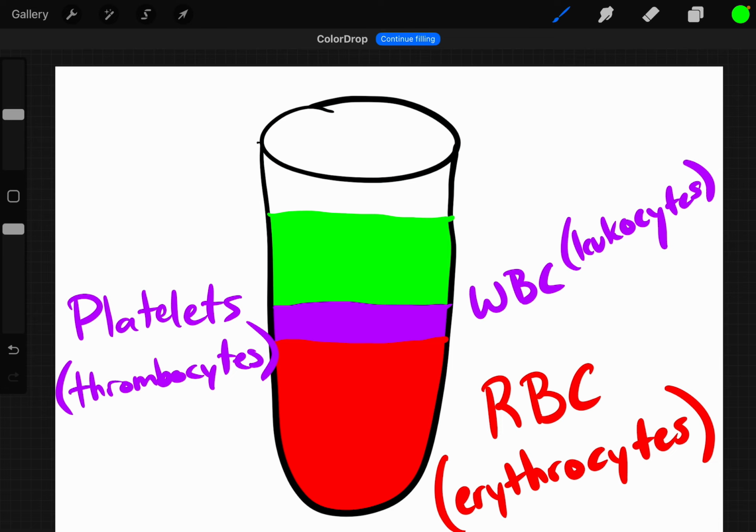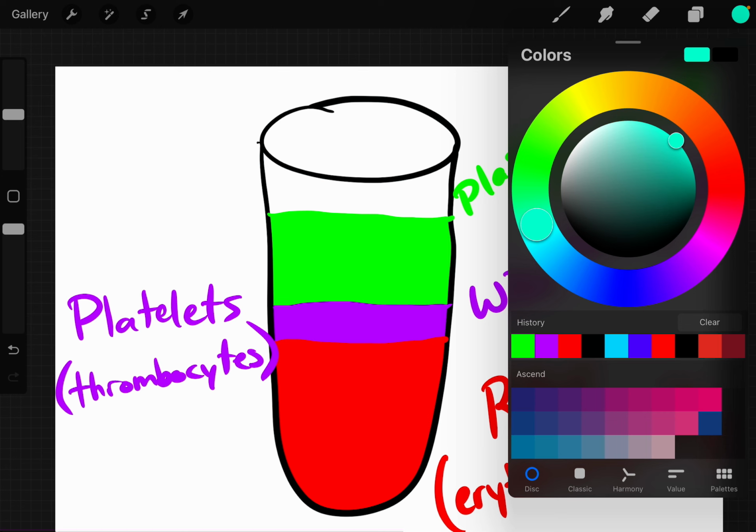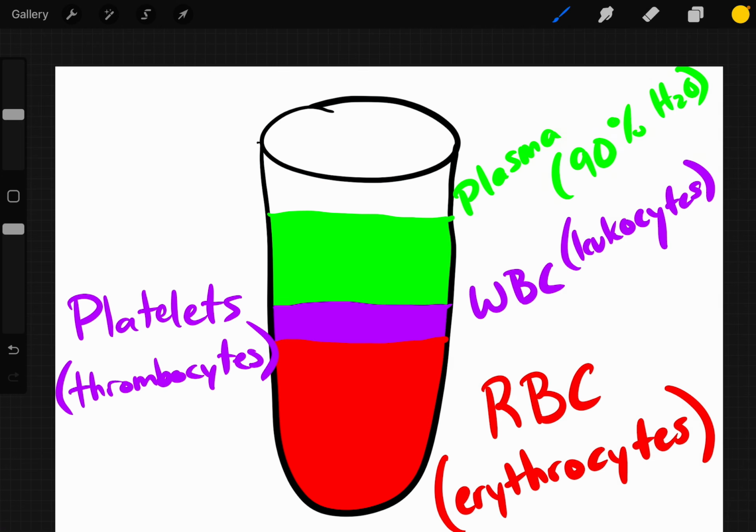This top green part we will label as plasma. Now, plasma is about 90% water. So when we're looking at doing blood typing, we are specifically looking at red blood cells. When you donate blood, they can divide it out and give somebody platelets or red blood cells. We are discussing only red blood cells in this class.